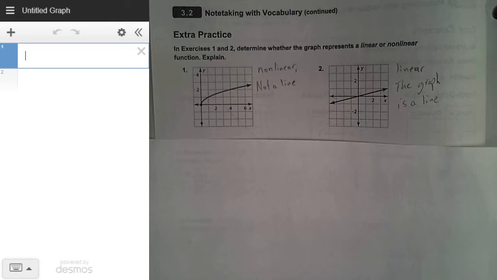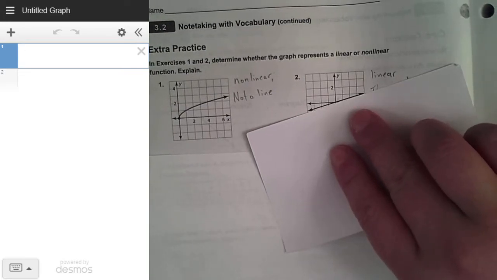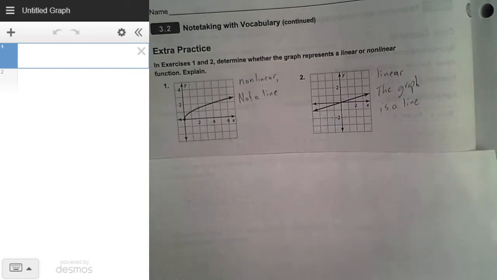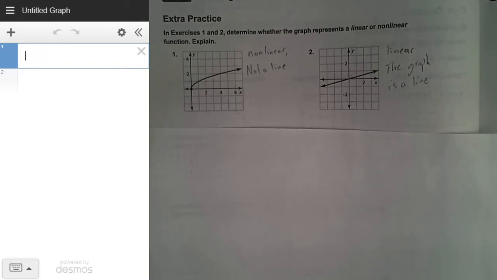It actually is a square root function. If you're wondering what that is, it's what a square root looks like when it's graphed. For number two, let's look at this again. If we can put this straight edge right up next to it, we see that it would go right along it, so we know it's a straight line. So it is linear, because the graph is a line. It is really that simple when we're looking at graphs.